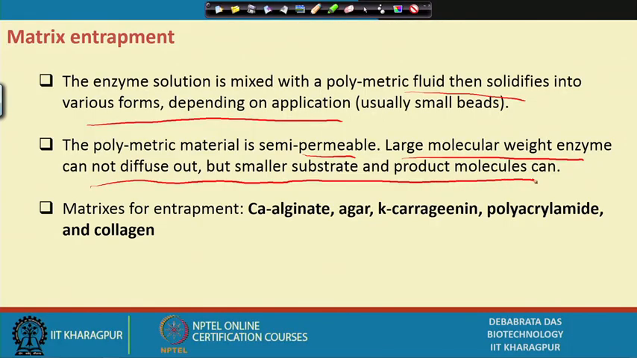Now, the polymeric material is semi-permeable, and large molecular weight enzymes cannot diffuse out, but smaller substrates and products can diffuse in or diffuse out. For matrix entrapment, we have calcium alginate, agar, kappa carrageenan, then polyacrylamide and collagen.